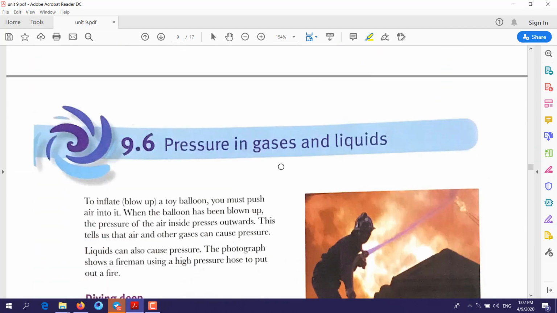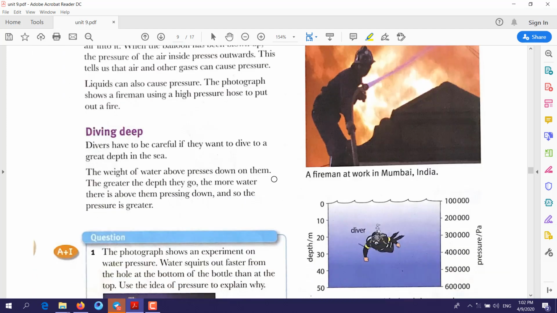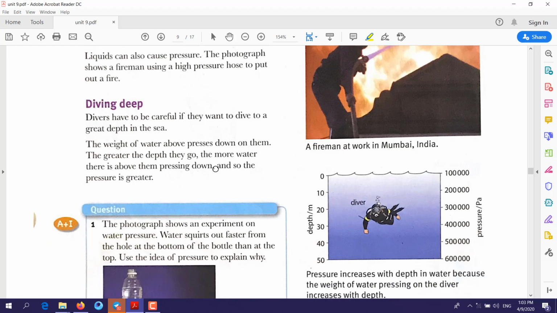Pressure in gases and liquids. Pressure is the amount of force on a specific area. Now, pressure in liquids and gases. First, we will start with liquids.